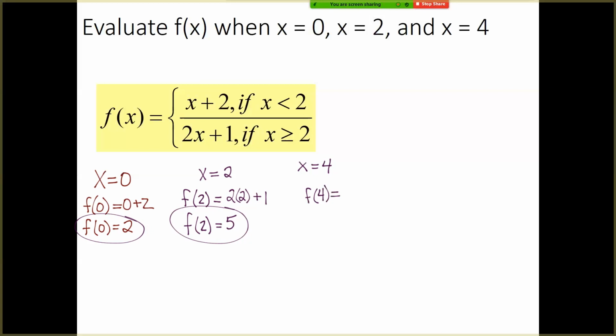So first thing you have to decide, which one of these are you plugging into, the top or the bottom? So is 4 less than 2 or is 4 greater than or equal to 2? Yep. So since 4 is greater than or equal to 2, we're going to plug into the bottom. The bottom's 2x plus 1. So I'm going to take 2 times 4 plus 1.